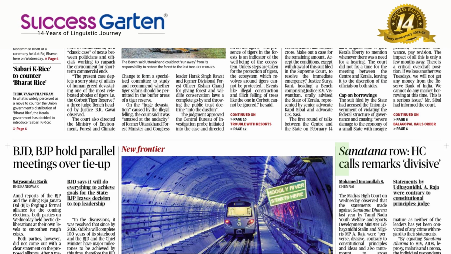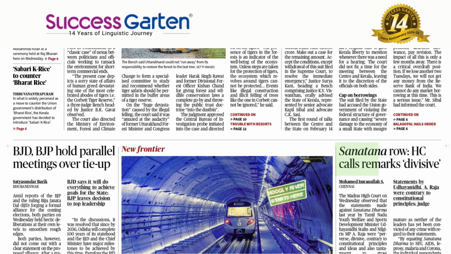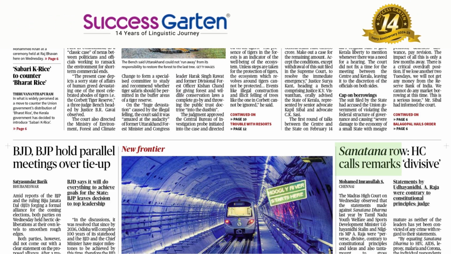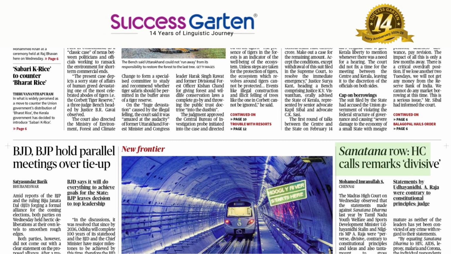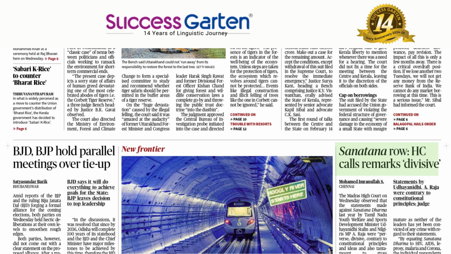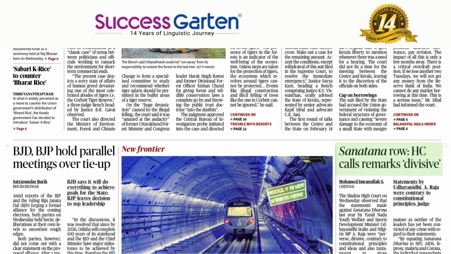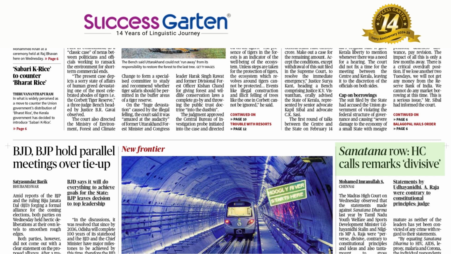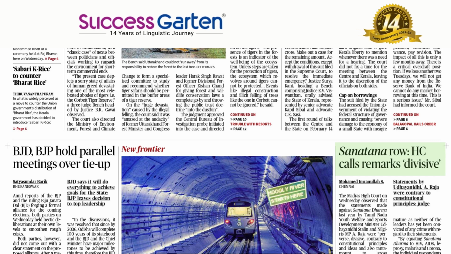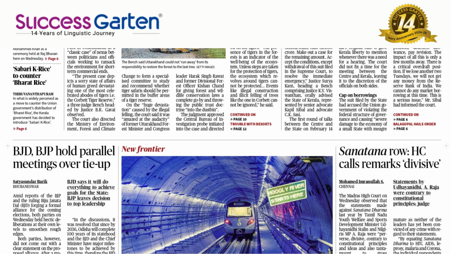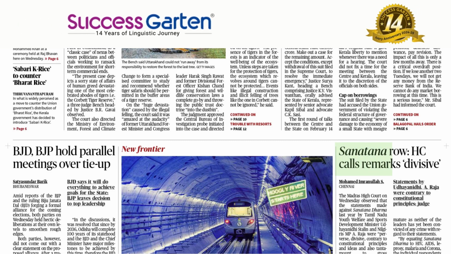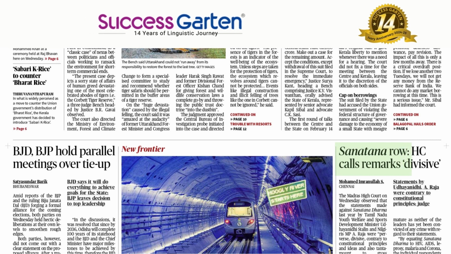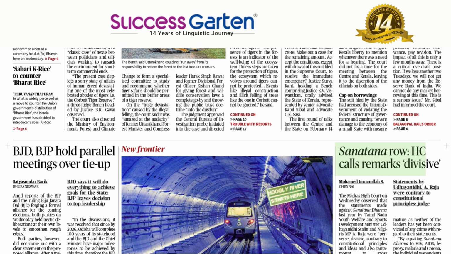All these are instructions where we don't have a doer. Take it means you take it, okay? Now we move to the next item. Sanatana row, HC calls remarks divisive. Row. Dear language lovers, row has got two different pronunciations. One is row, a line of things, or you row a boat. But the same word pronounced as row, rhyming with cow, can be a noisy argument or fight, like rouse and answer a row.